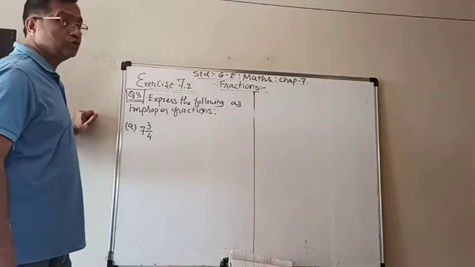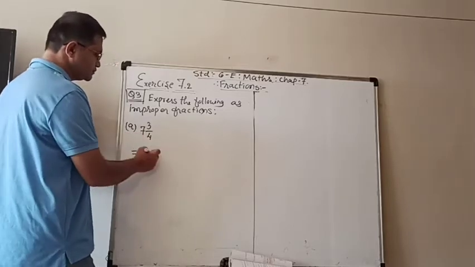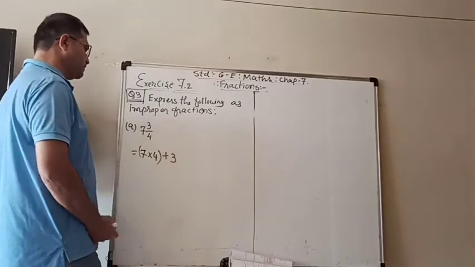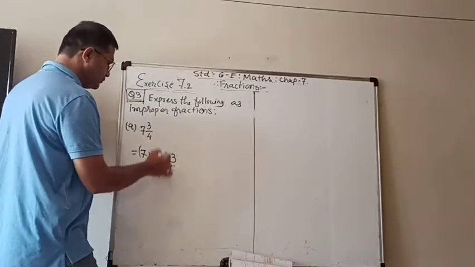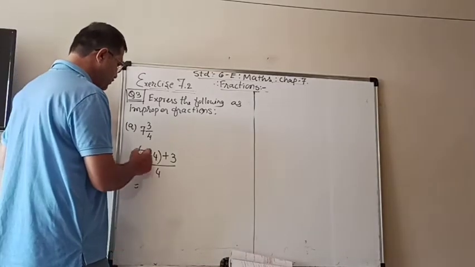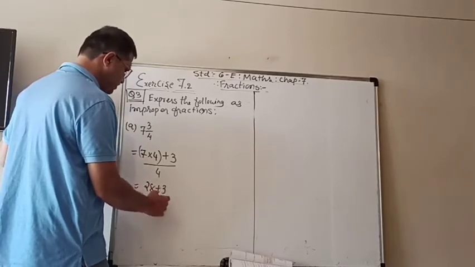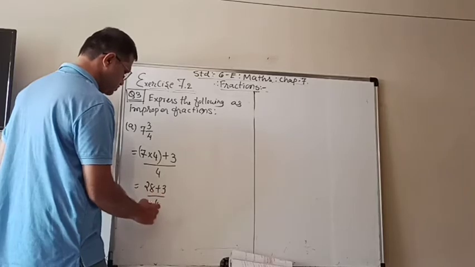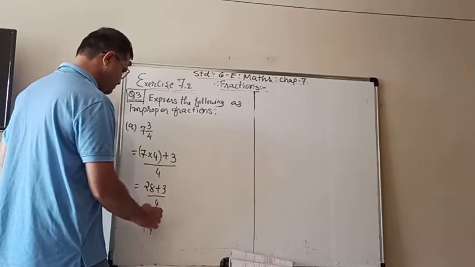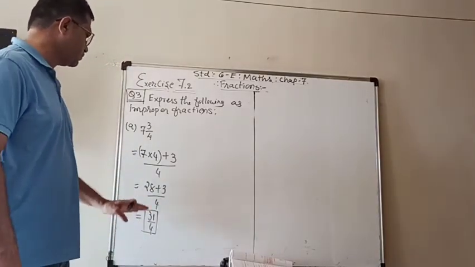Now we know how to convert. We have to multiply the whole with the denominator, add the numerator and put the denominator back the same. So 7 4s are 28 plus 3 is 31. So the improper fraction from the mixed fraction is 31 upon 4.